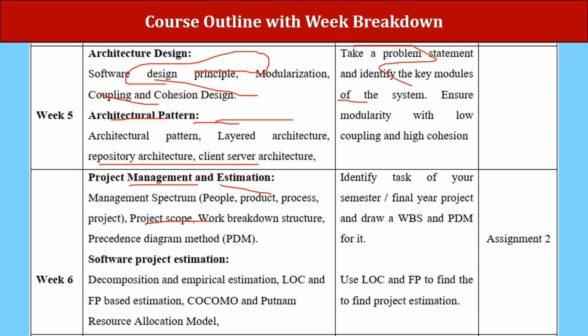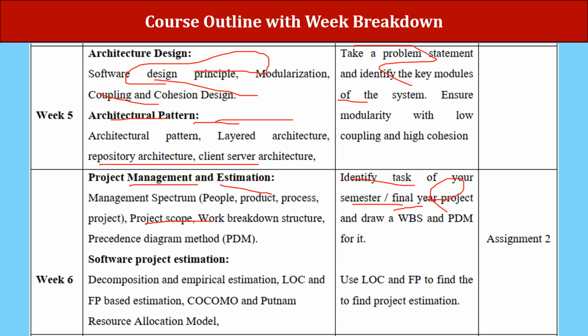And then we have the PDM method. The activity for effective project planning and estimation: identify your semester or final year project, and create a work breakdown structure (WBS) to break down the project into smaller manageable components. Then use the precedence diagram method to visually represent the sequence and dependency between tasks.